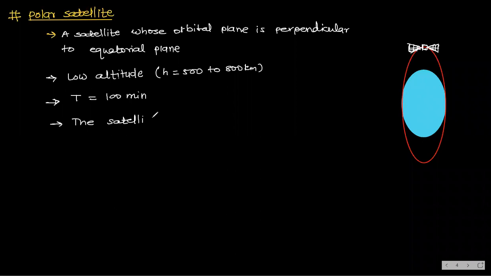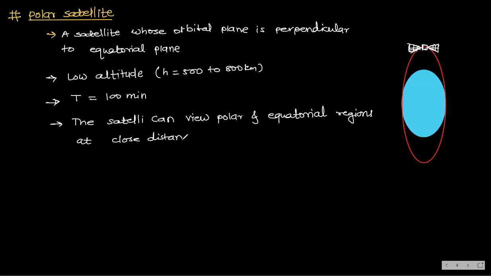क्लियर है? The satellite can view polar and equatorial regions at close distances with good resolution. ठीक है?